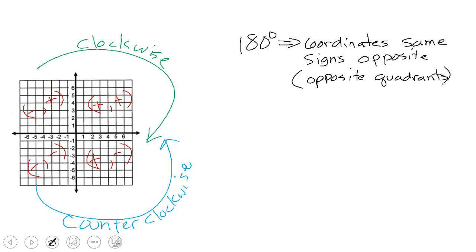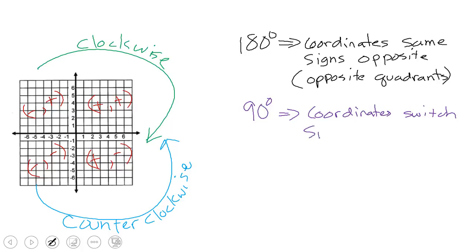Now, if I rotate 90 degrees in either direction, 90 degrees clockwise, 90 degrees counterclockwise, here's what happens. The coordinates switch. In other words, if I had a coordinate of 4, 3, and I rotated 90 degrees, I don't care if I go clockwise, I don't care if I go counterclockwise. If I'm at 4, 3, and I rotate 90 degrees, I now become 3, 4. Those coordinate numbers switch places.